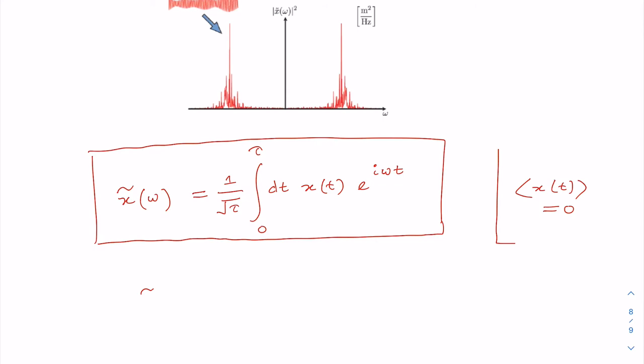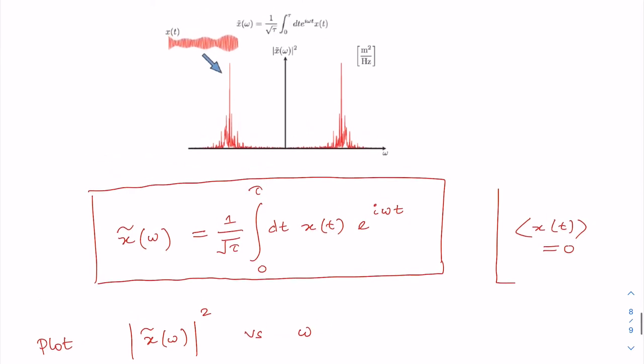Okay, let me write it properly. So you have x tilde omega, you take the mod, and then you square it. Now let us plot x tilde omega mod square, this quantity, versus frequency omega. And actually a typical plot is already shown here. As you can see from this plot, this is actually called the noise spectrum.